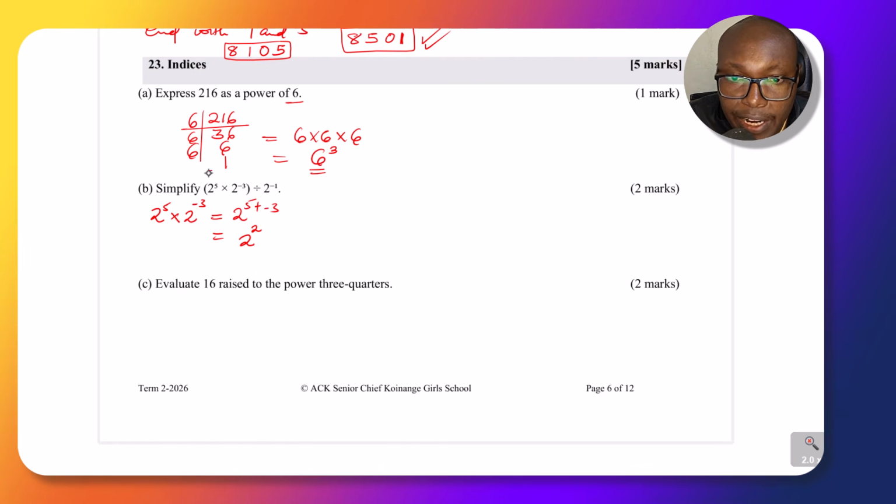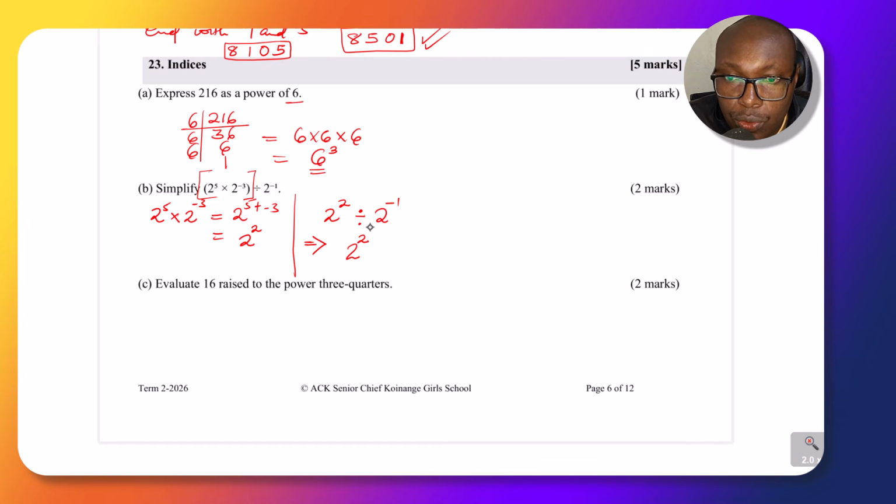So that is the bracket part. You are through with the bracket part. Now after doing that, you now take 2 to power 2, that is whatever you have solved, 2 to power 5 times 2 to power negative 3. And then you divide with whatever we have here, which is 2 to power negative 1. So for this one, you are actually dividing, so use the law of division. When the bases are the same, you subtract the powers.